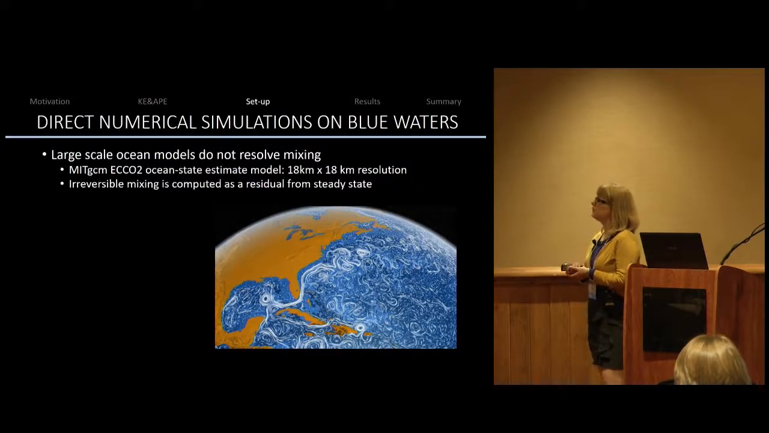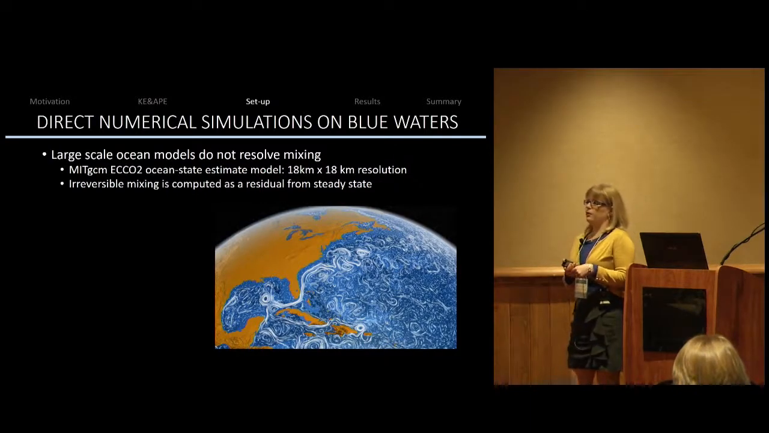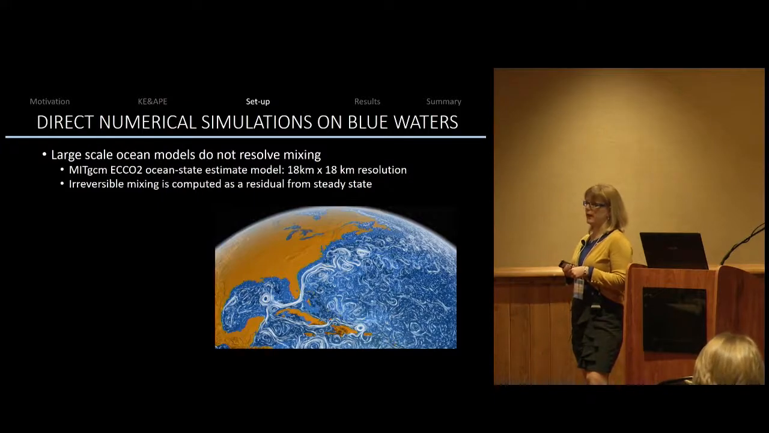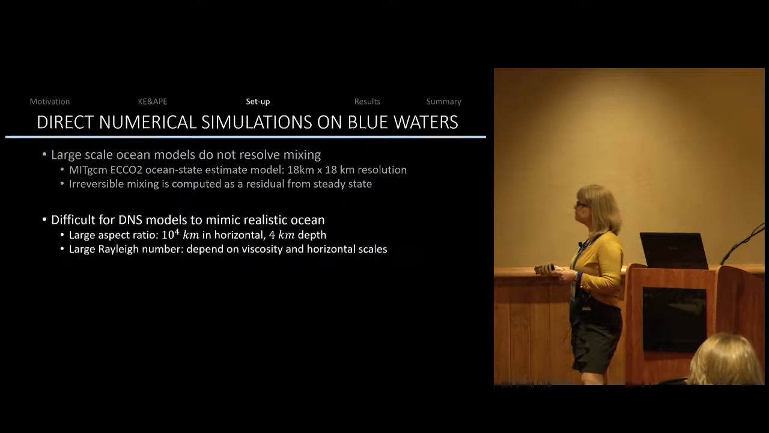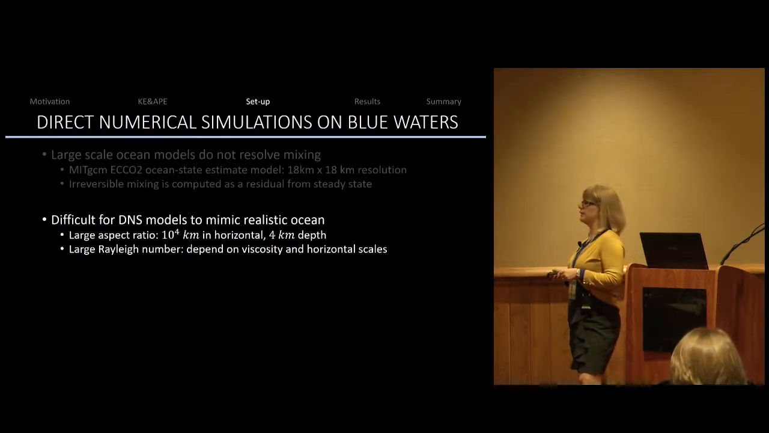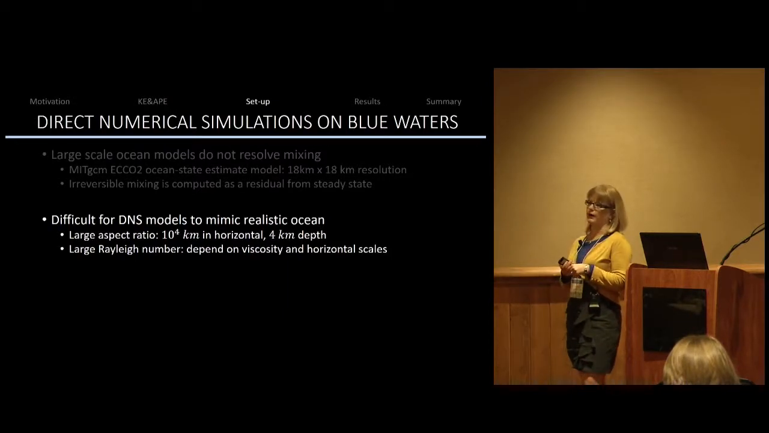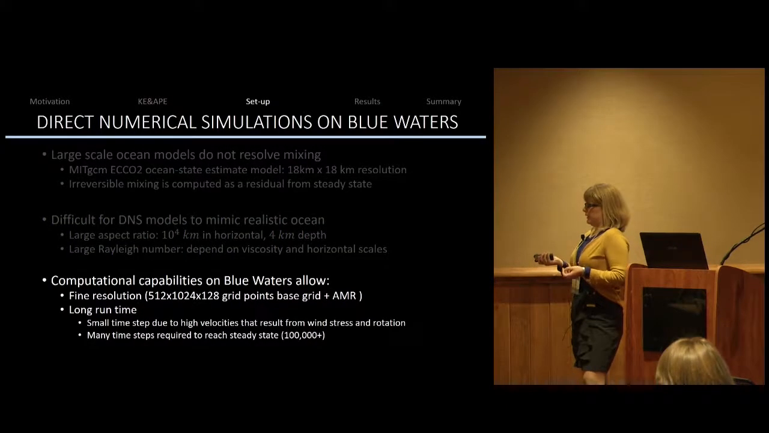And why I'm using Blue Waters: in general, large-scale ocean models don't really resolve mixing. One of the best available long-time models right now has been MIT GCM, but it only has 18 by 18 kilometer resolution, so we have to compute mixing as a residual from steady state. And for DNS models in general, it is really difficult to resolve an actual ocean model as well because of the large aspect ratios and also really large Rayleigh numbers. And the computational capabilities on Blue Waters allow us to have fine resolution.